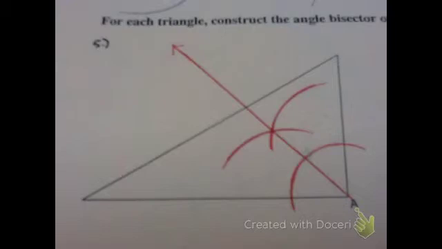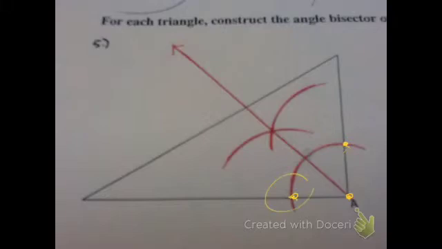Alright, now moving down to the bottom part, so there's no more copy angle, it's just bisecting angles. We got our angle here at A. You draw your first arc. Once you have that arc, you got two intersection points.